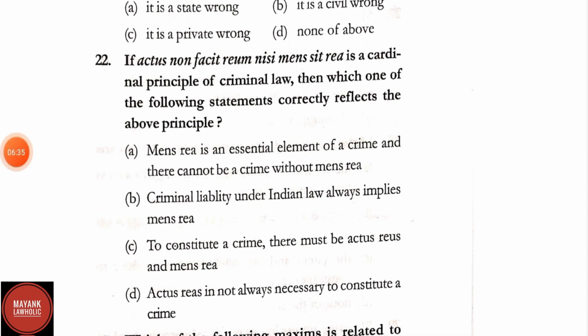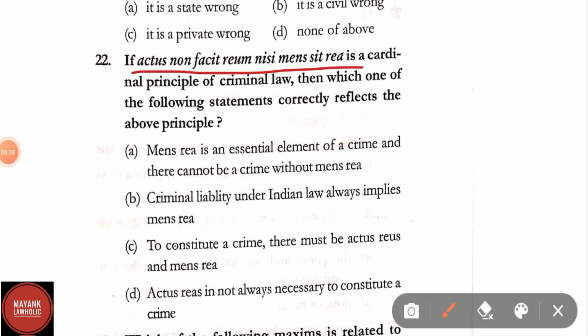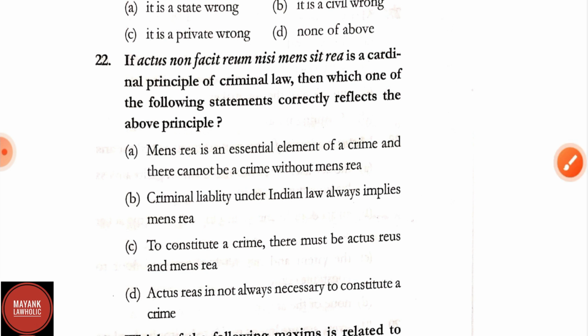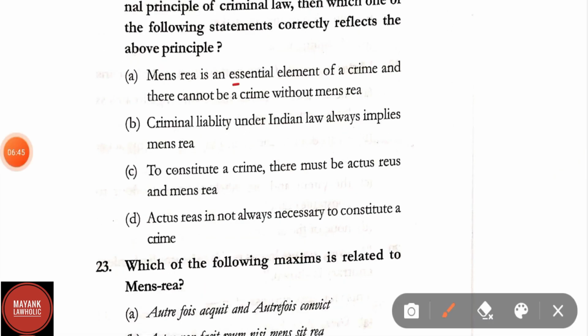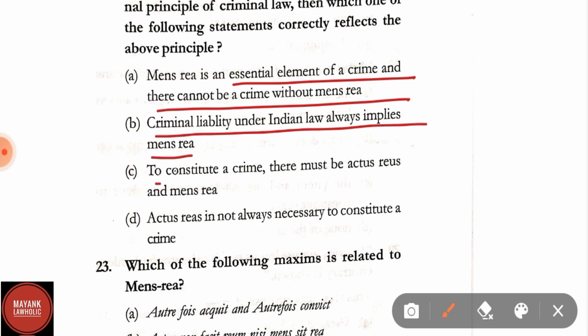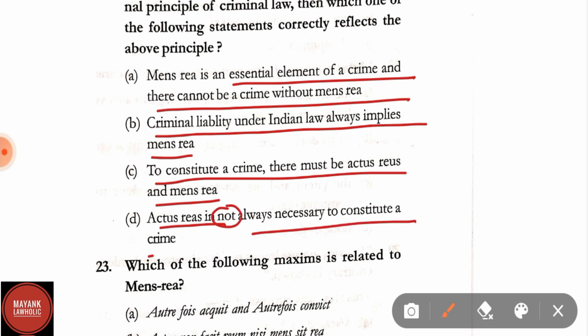Question number 22. If actus non facit reum nisi mens sit rea is a cardinal principle of criminal law, then which one of the following statements correctly reflects the above principle? Options are: mens rea is an essential element of crime and there cannot be crime without mens rea. Option B, criminal liability under Indian law always implies mens rea. Option C, to constitute a crime there must be actus reus and mens rea. Option D, actus reus is not always necessary to constitute a crime. Here the correct answer is option C, that is to constitute a crime there must be actus reus and mens rea.